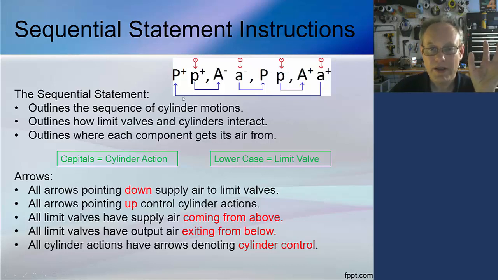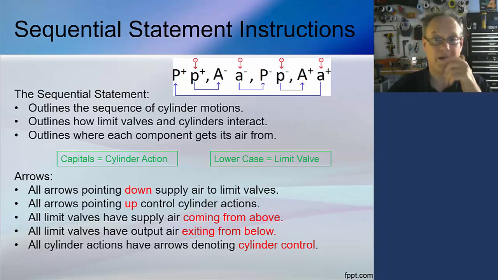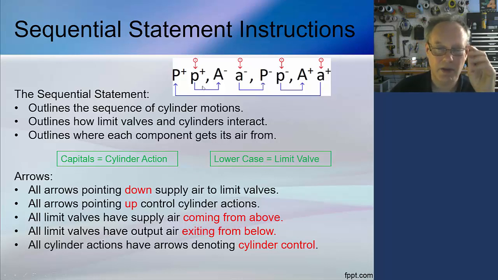So what's going on here? Every arrow that points up is controlling a cylinder action. A cylinder action is either an extension or a retraction. No arrows pointing up do anything other than control cylinder actions. Okay, good. So all limit valves have air supplies coming from above. All limit valves have air output exhausting from below, or exiting from below, pardon me.